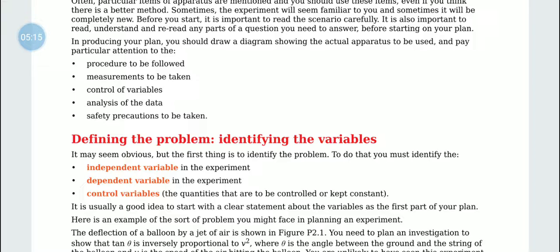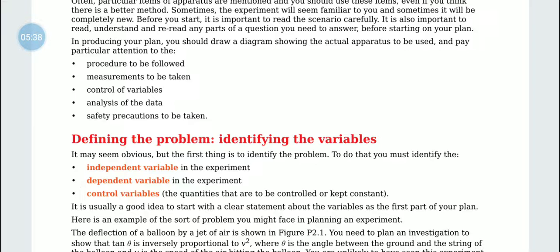Then you need to pay attention to different things. The first thing is the procedure that you are going to follow. Then the different measurements that you are going to take, along with the instruments that you are going to use to take these measurements. So you have to understand what you are going to measure.